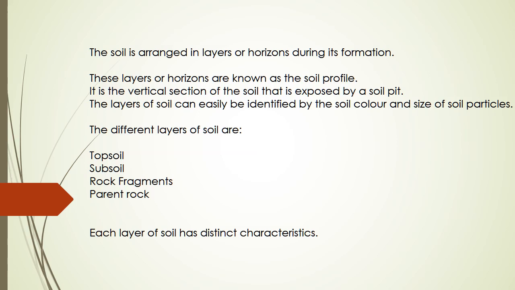It is the vertical section of the soil that is exposed by a soil pit. The layers of soil can easily be identified by the soil color and size of soil particles. The different layers of soil are topsoil, subsoil, rock fragments, parent rock. Each layer of soil has distinct characteristics or features.